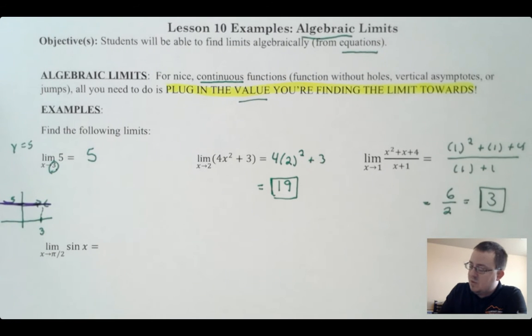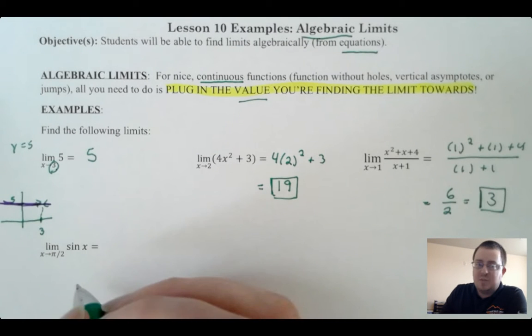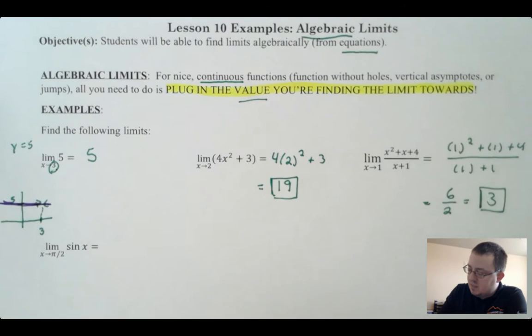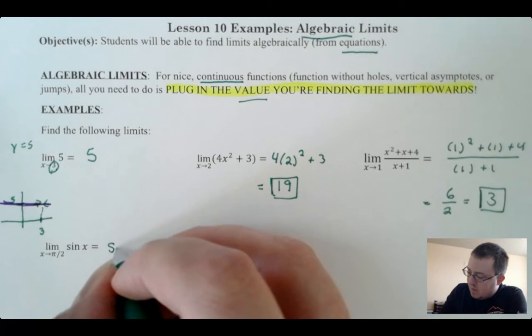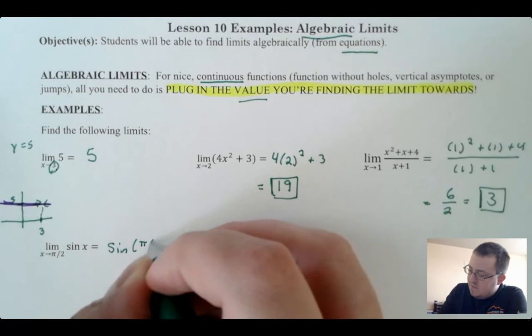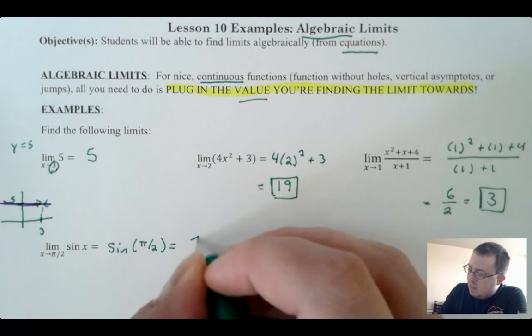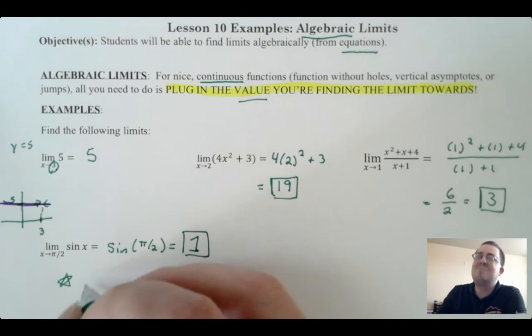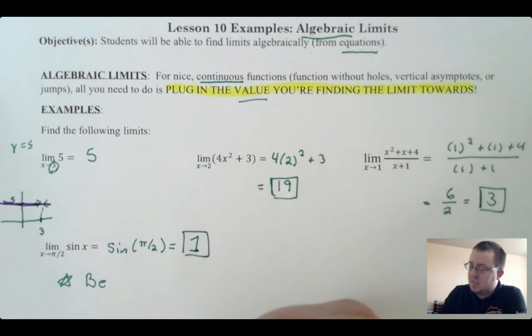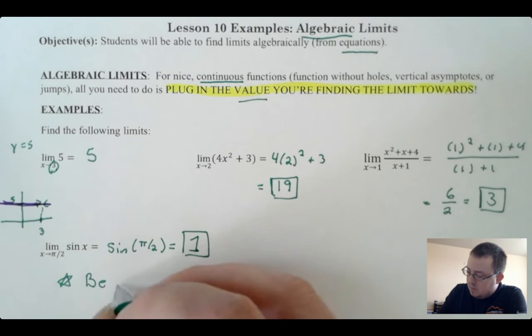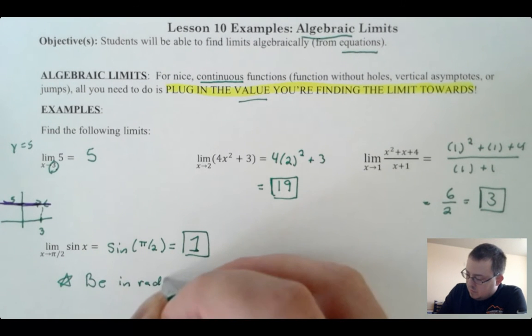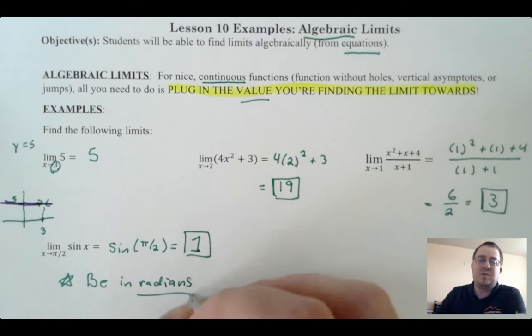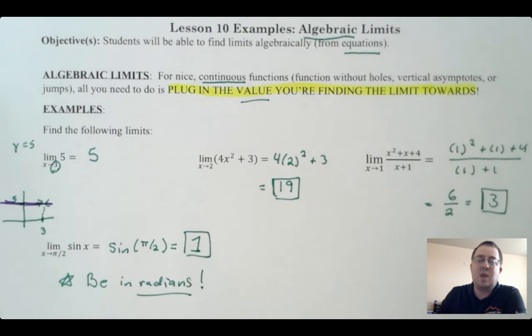And then we can even do some trig ones. The limit as x approaches pi over 2 of sine of x is sine of pi over 2. And that value is 1. The key thing for AP Calc next year is that you're almost always, like 99.9% of the time, going to be in radians. Calculus does not often deal in degrees, so always be in radians, pretty much 99.9999% of the time.